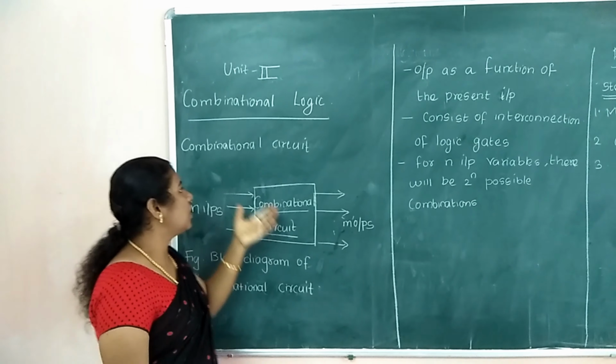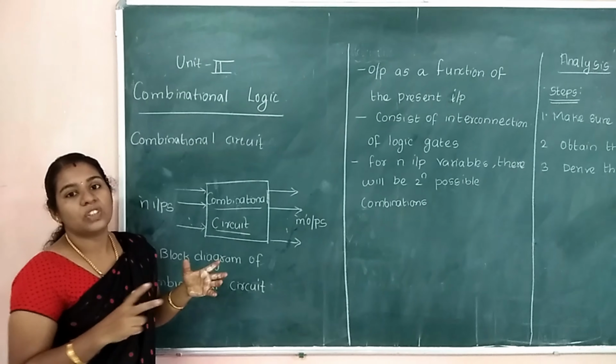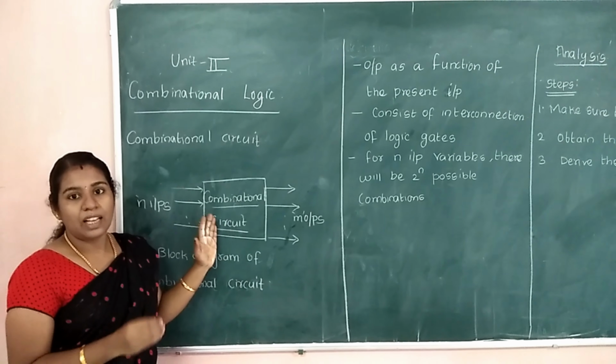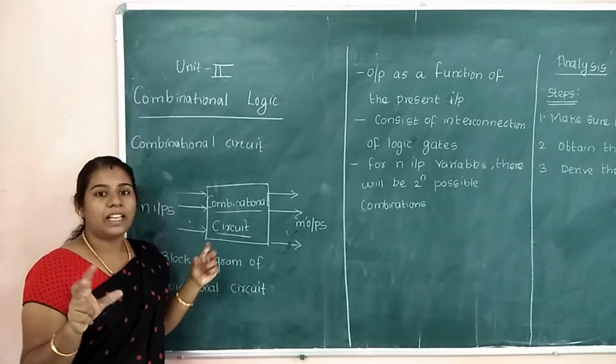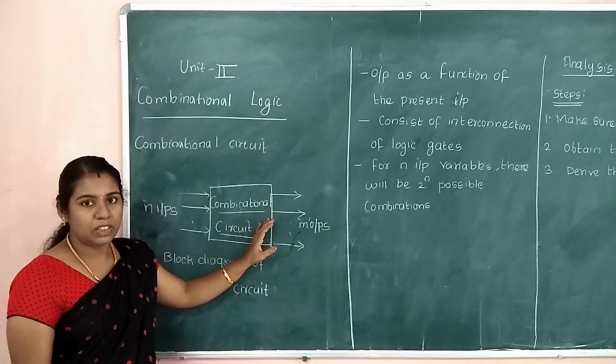Combination circuit. From the name itself we can say it is a combination. It is a combination of logic gates. It generates the output as a function of the logic gates. The logic gates may be an AND gate, OR gate, NOT gate, NAND gate, anything. So this is the basic block diagram of a combination circuit.